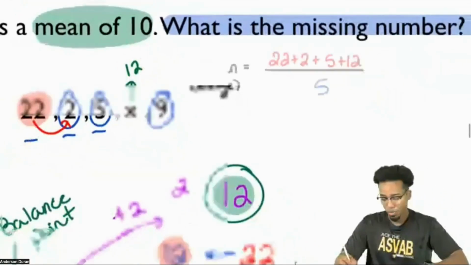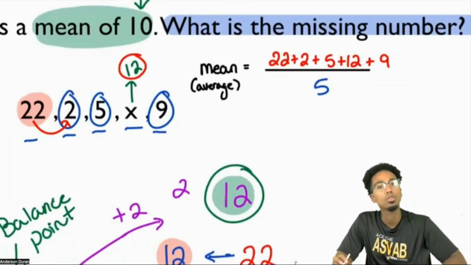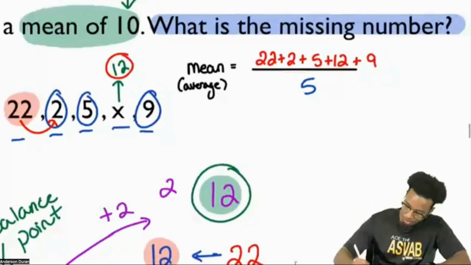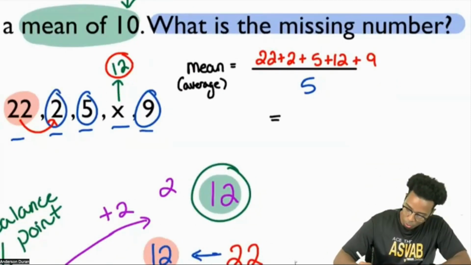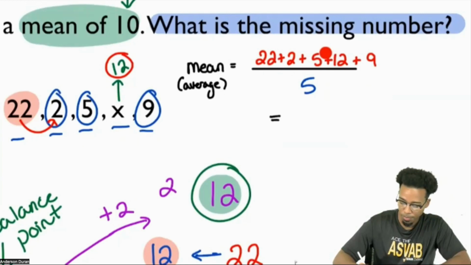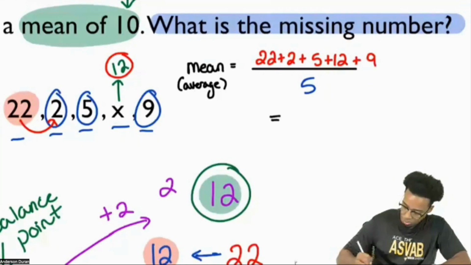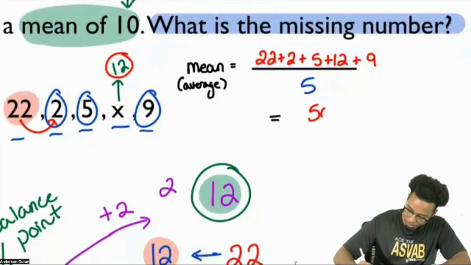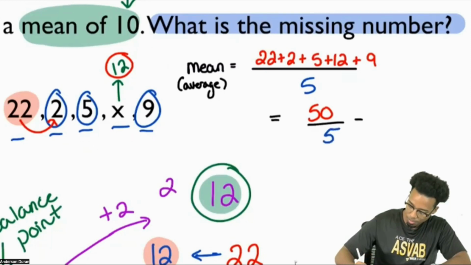Okay, so there it is. Let's go ahead and do the math. If we do the math here, we'll have 22 plus 2, 24, 29, then 41, and then 50. So we have ourselves 50 at the top, and we're still dividing by the 5. Everybody, what's 50 divided by 5? 10. And that's our mean.